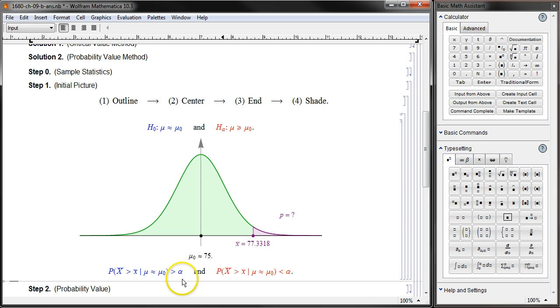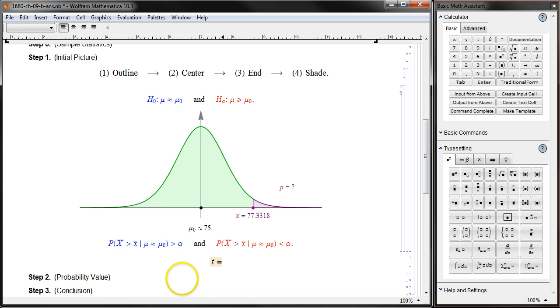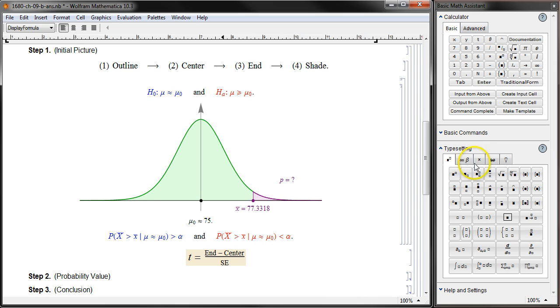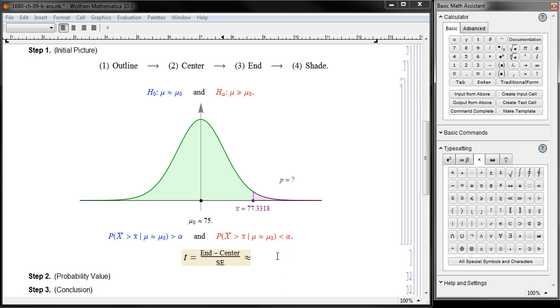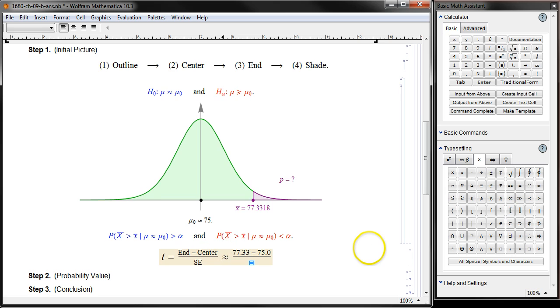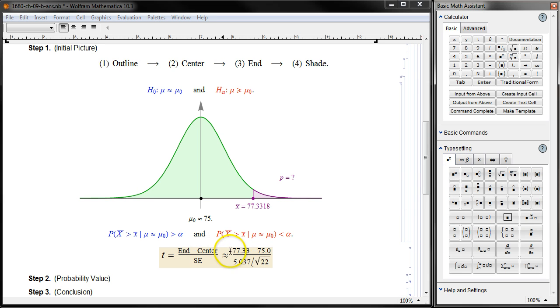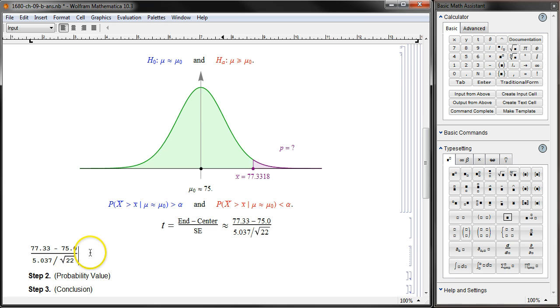So how do you do that? Well, we have to find out the appropriate t-score. Let me expand the font. And this is going to be 77.33 minus 75.0, minus center, over standard error of 5.037 over square root of 22. And you can explicitly calculate that thing, and what do you get?